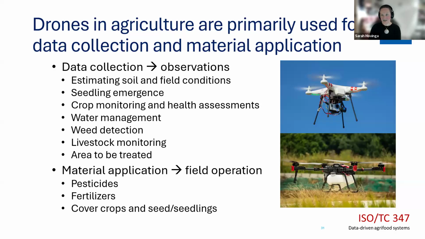And just to give an example of what drones are used for. We have the application drones that you just saw, but we also have the sensing and more observation drones. And just thinking along the lines of standards, you can really see how, for example, on the data collection side of drones, they're used for estimating your field conditions, seeing how your seedlings are emerging, monitoring your crop through the season, managing your water and weeds, livestock, looking at the area to be treated.